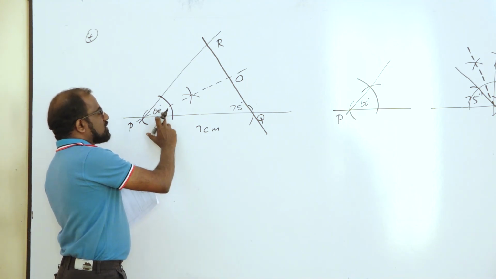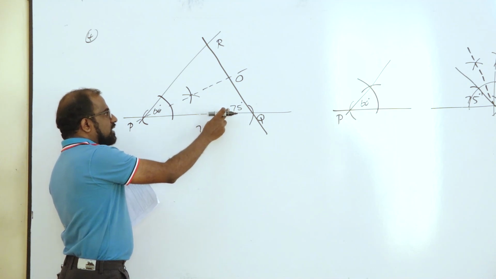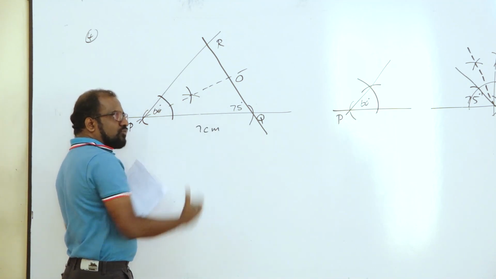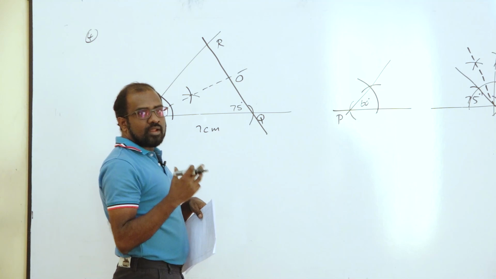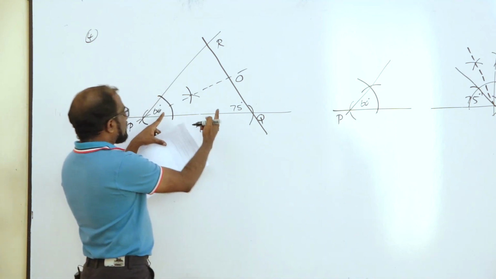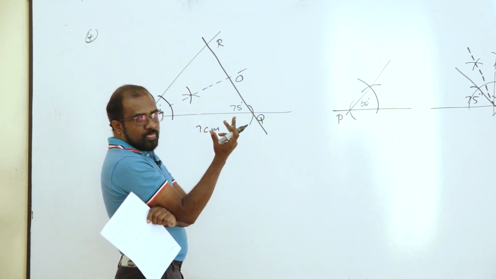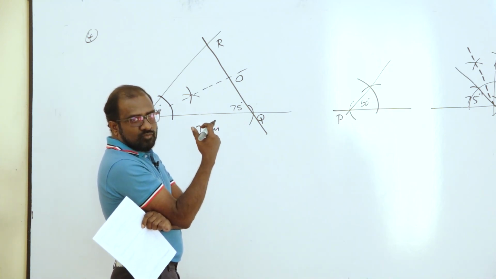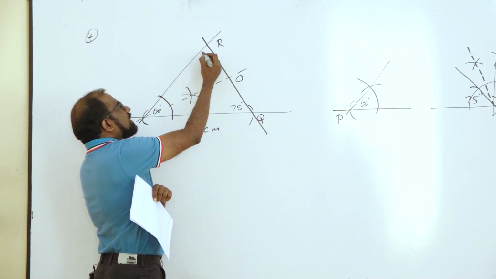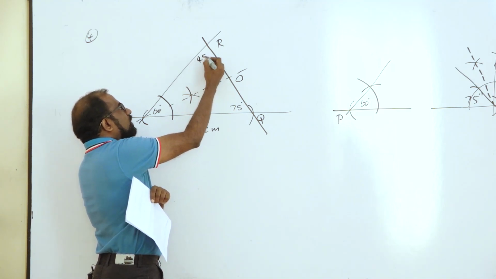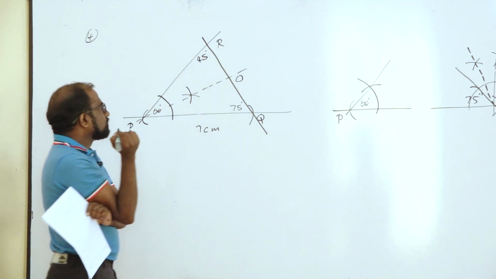Look, this angle is 60. This angle is 75. We know the sum of interior angles of a triangle is 180. 75 plus 60, that is 135. 180 minus 135, the remaining angle should be 45 degrees. Right? So the angle is 45.